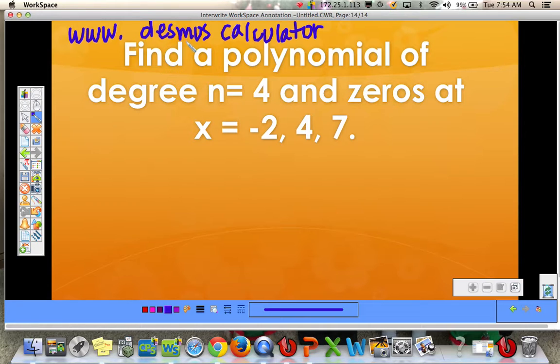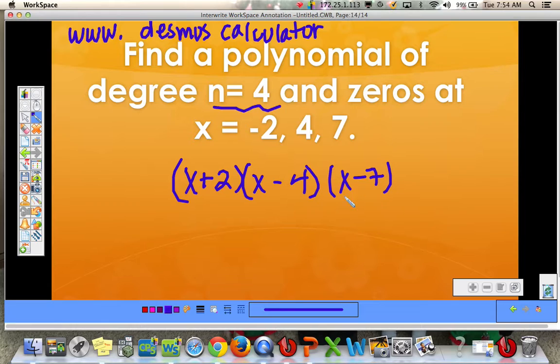Here's the last type of problem. Find a polynomial of degree 4 with these zeros. And we know that this should have 4 zeros and 3 turning points because it's degree 4. So if the zero is -2, the factor is x plus 2. If the 0 is 4, the factor is x minus 4. And if the 0 is 7, it's x minus 7. But that's only 3 zeros, so we have to square one of these to get that last 0.